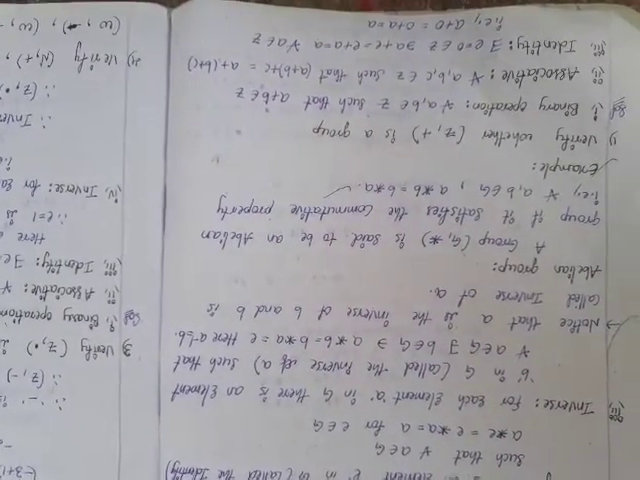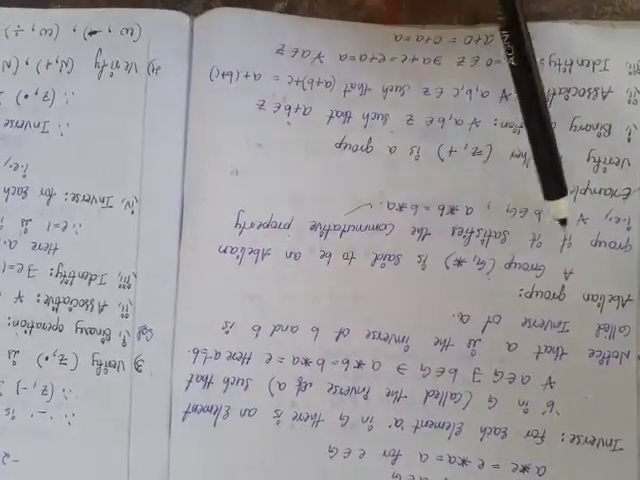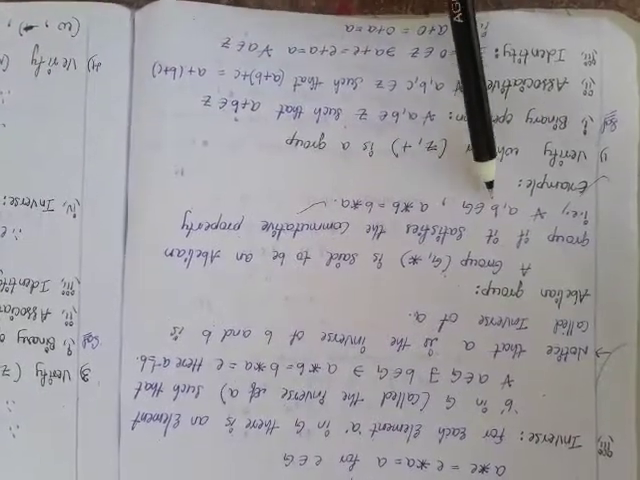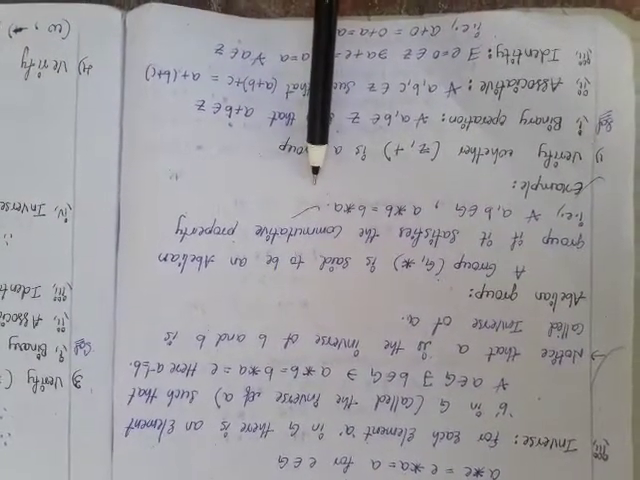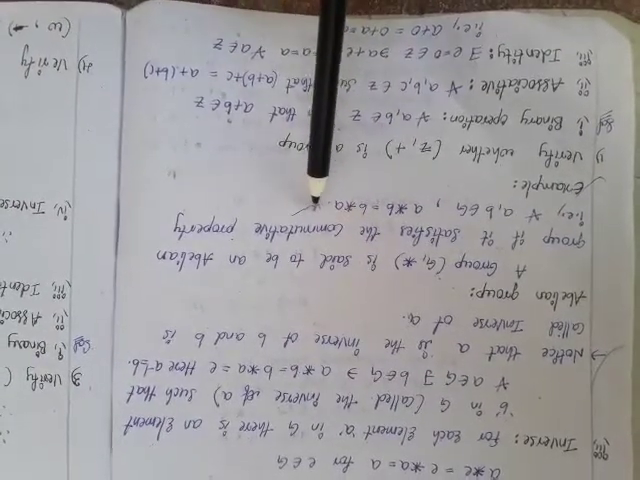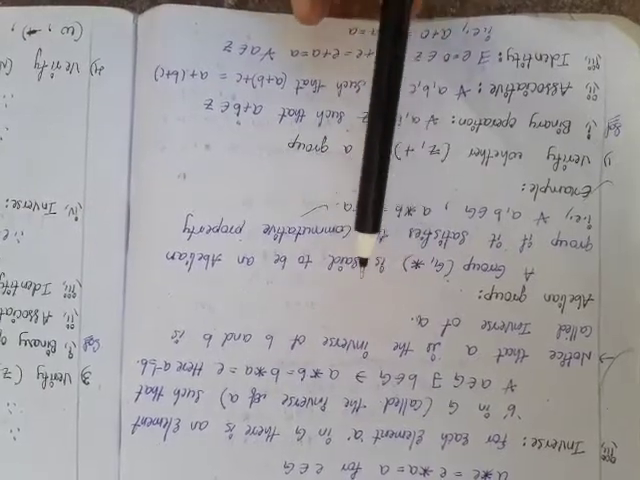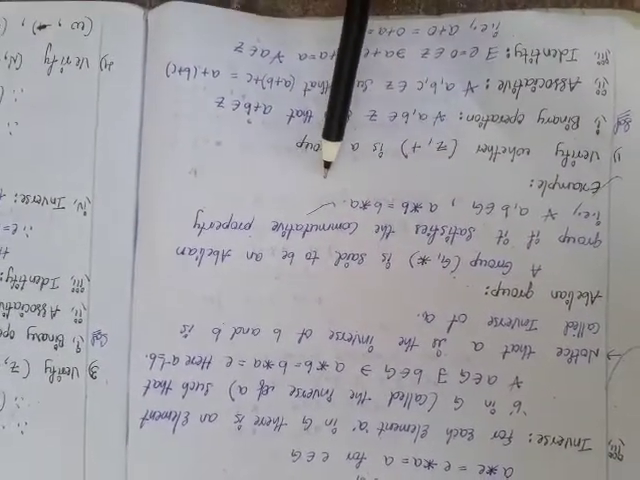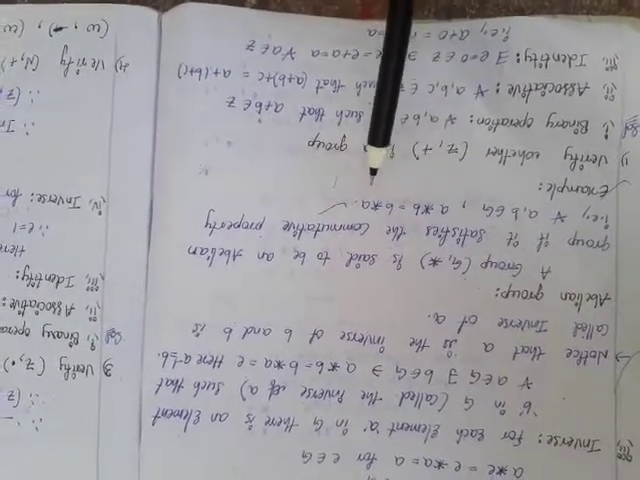Next one, commutative property. A group G comma star is said to be an abelian group if it satisfies the commutative property, that is for all a comma b belongs to G, a star b is equal to b star a. If capital G is a group under star and it also satisfies the commutative property a star b is equal to b star a, then it is called G comma star is a commutative group.